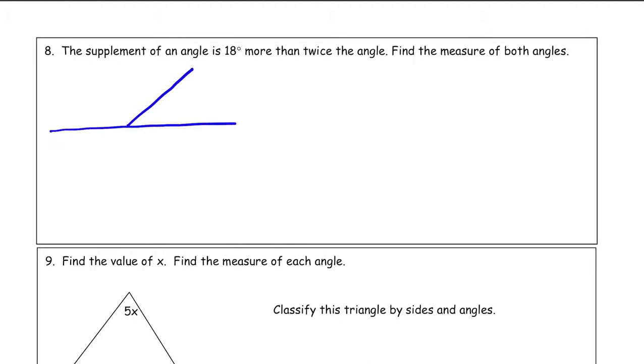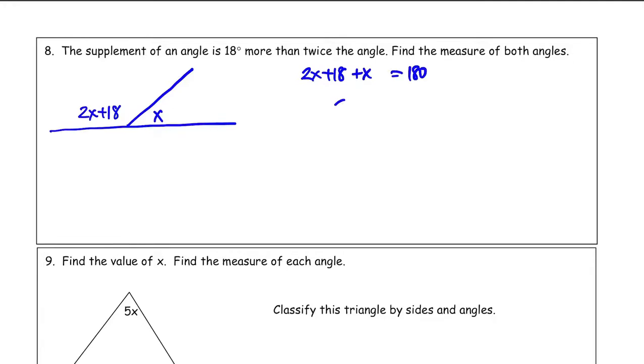The supplement of an angle is 18 more than twice the angle. Well, don't forget, before I do this, I need to put an x in that figure. Okay, so that's x. Now I can focus on 18 more than twice the angle. Well, that's 2x, and 18 more is plus. So this one over here is going to be 2x plus 18. And we talked about those are going to add up to 180. 2x plus 18 plus x equals 180.